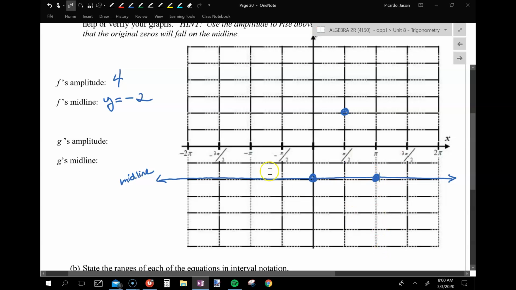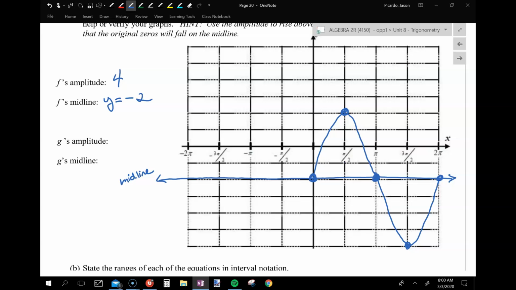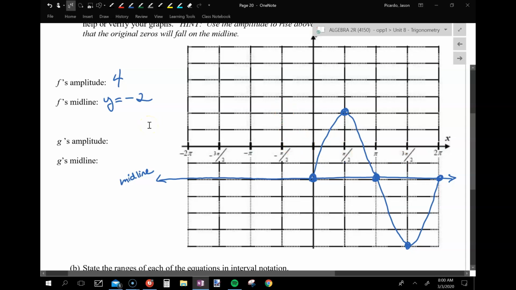Then I need to go down how many units? 4. Then I have to go back to my midline. And what did I just create? I created how many cycles? 1 cycle of sine, because that's what 1 cycle of sine looks like, doesn't it? And then what's going to happen? I'm going to have another cycle that goes the other direction, right? So this cycle is going to look kind of like this. And that is f of x equals 4 sine of x minus 2.